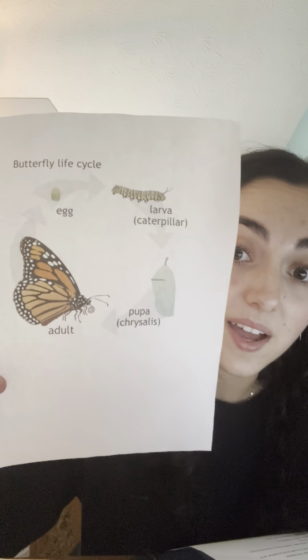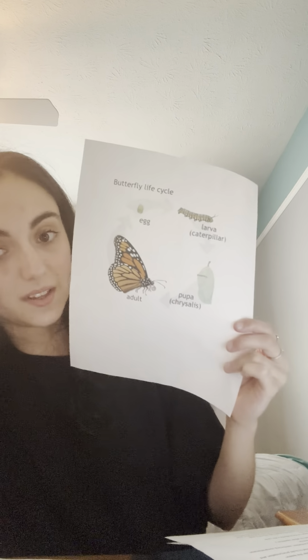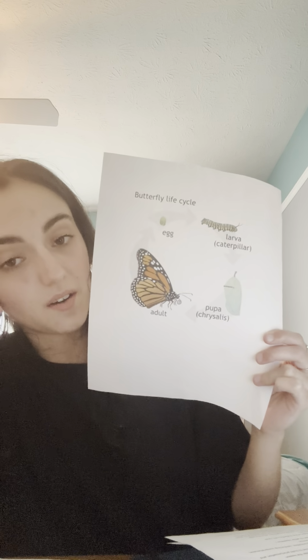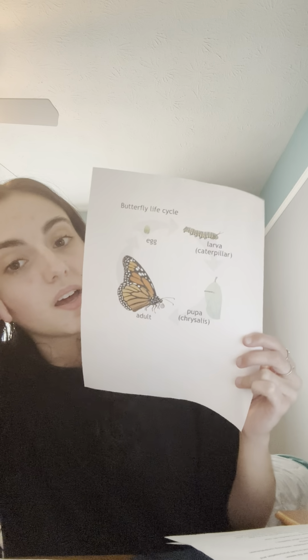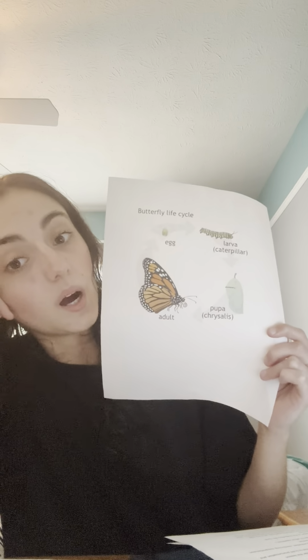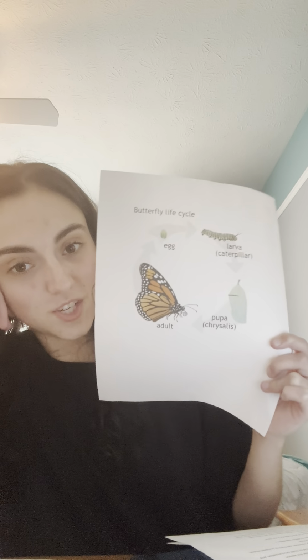The next thing that I would do is show a butterfly life cycle picture, and I would have it labeled with the stages of the butterfly. So here we have egg, larva, chrysalis or pupa, and then the adult butterfly. And again, the pictures are clear and concise, and they match the vocab sheet.